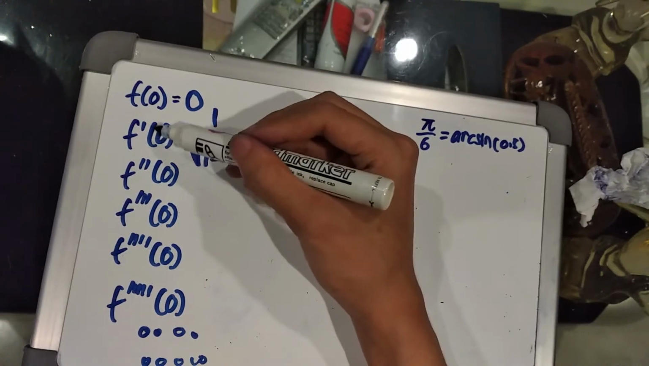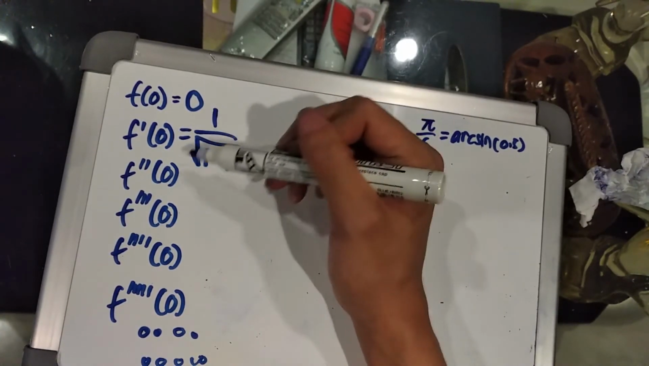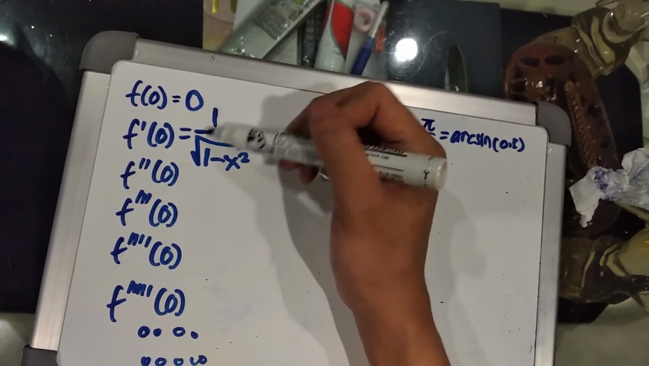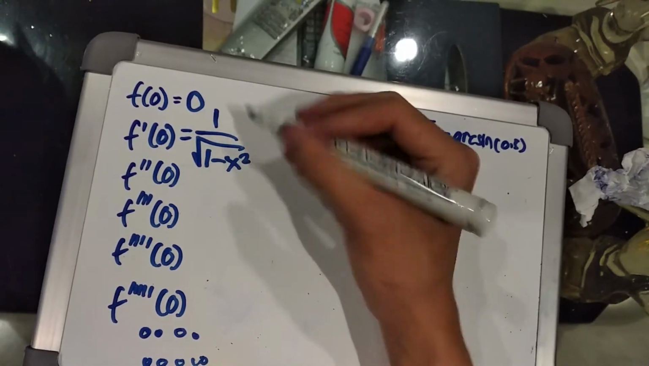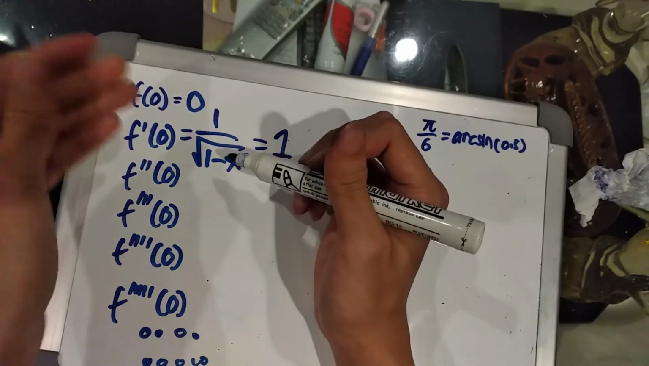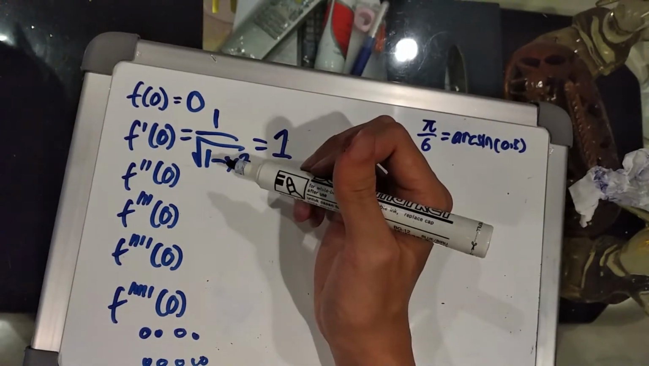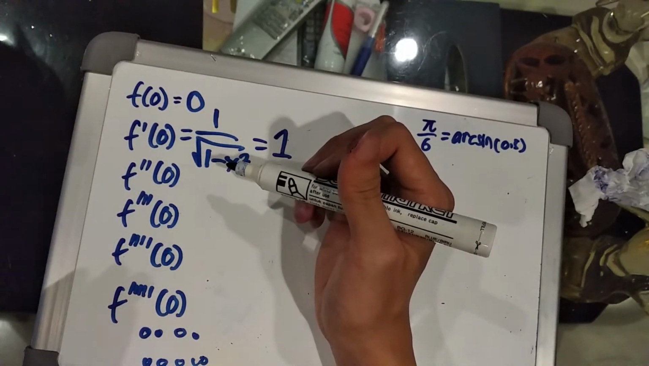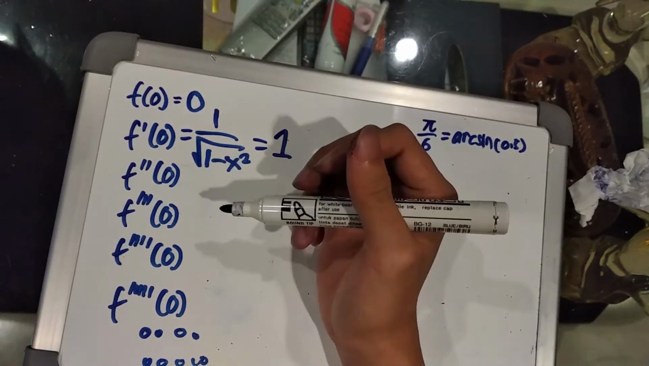Inputting x equals 0, we're going to get 1 over the square root of 1 minus 0, or 1 over the square root of 1, or 1 over 1, and that's going to give a value of 1. The rest is pretty much smooth sailing from here on out. It'll just be really long and tedious. But let's just walk through one example.